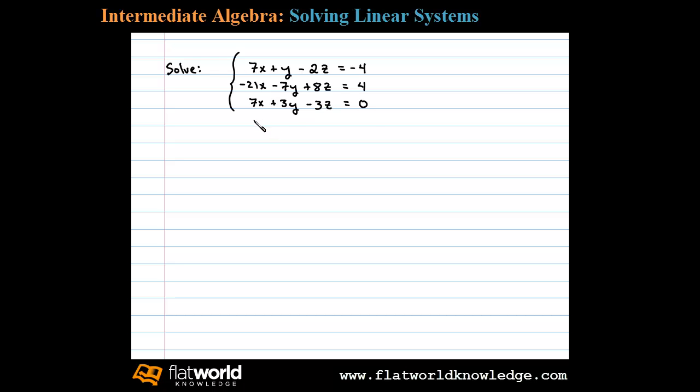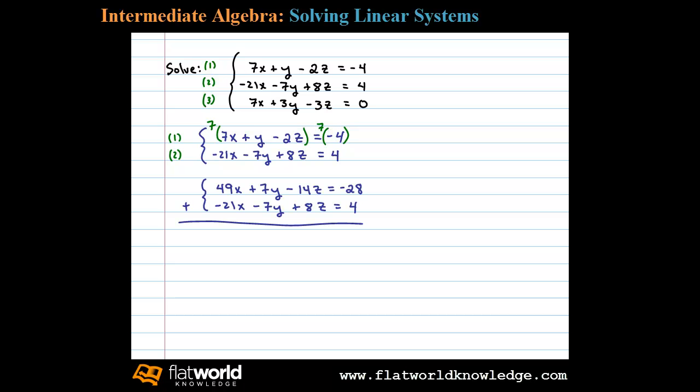Here we're asked to solve a linear system that consists of 3 equations and 3 unknowns. Let's begin by eliminating the variable y. Now we can do that with equation 1 and 2 if we multiply both sides of the first equation here by 7. And that'll leave us with this equivalent system here, where y is lined up to eliminate.